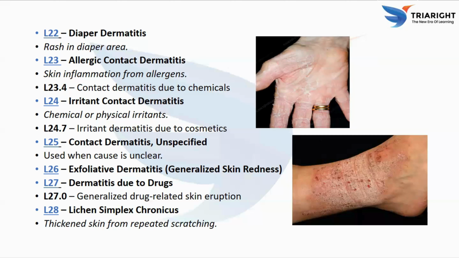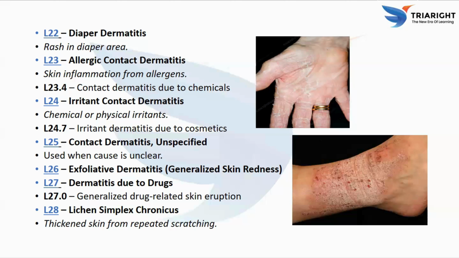So L27.0 is for generalized drug-related skin eruption. A widespread rash across multiple body areas after drug exposure. So you always have to check that the physician documents conformity about the drug causality.